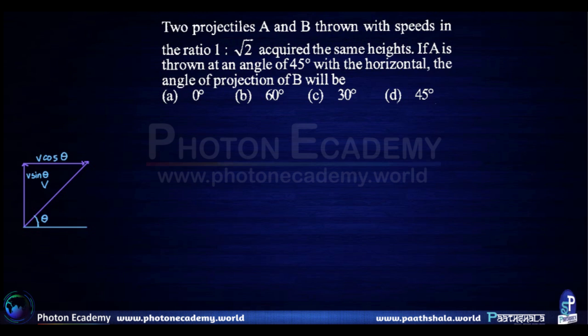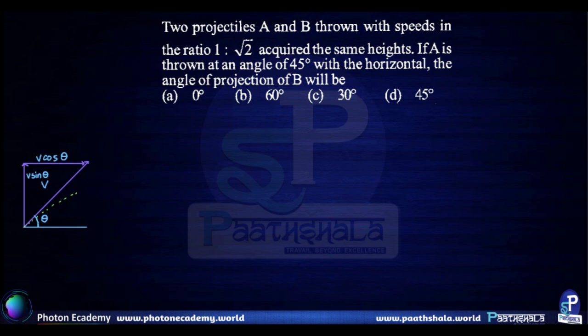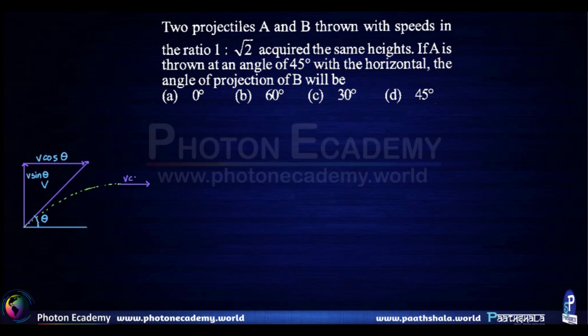And when the projectile reaches its maximum height, its horizontal velocity remains unchanged, but its vertical velocity has become 0, and therefore the velocity of the projectile at the highest point would be equal to simply v cos theta. So now what is the potential energy difference between the point of projection and the maximum height?